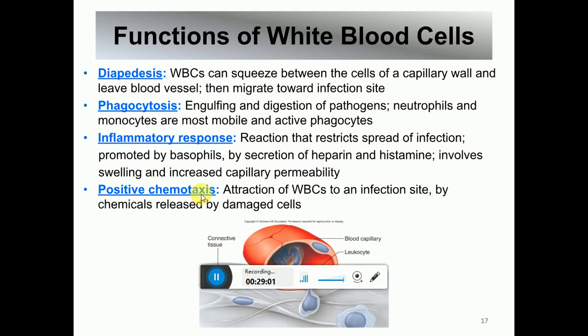And then positive chemotaxis means that white blood cells, when they reach an infected area, produce different chemicals, and these chemicals attract more white blood cells to come in. It's kind of like they call in their other white blood cell colleagues to come in and help.